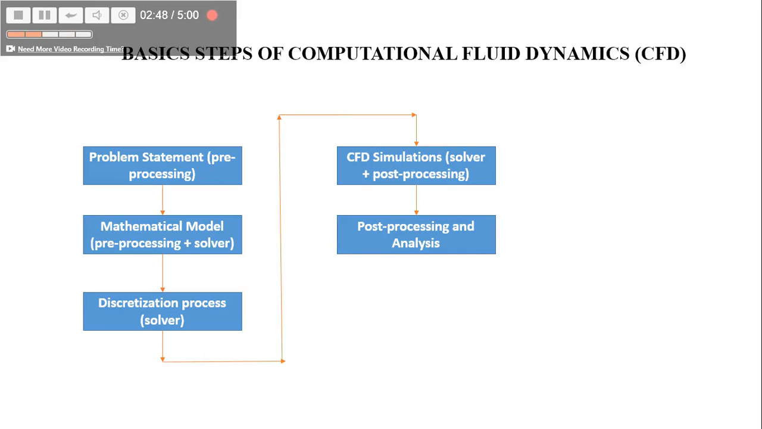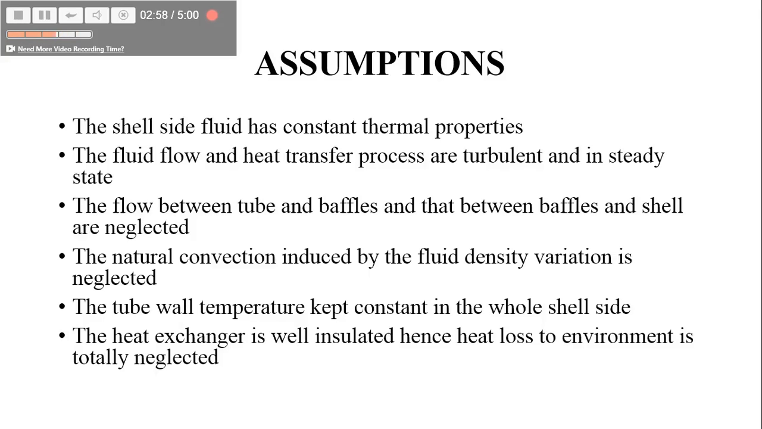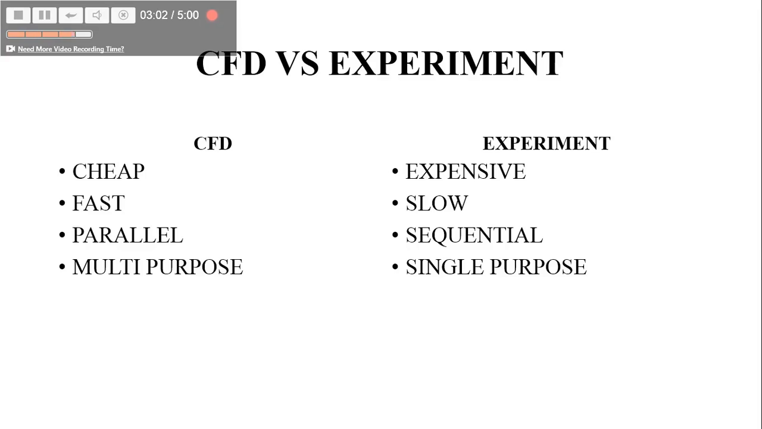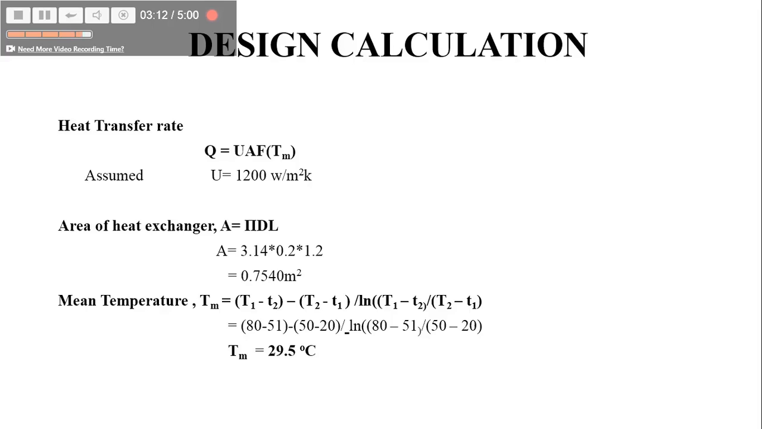Basic steps of CFD are problem statement, mathematical model, discretization process, CFD simulations, and post-processing. These are the assumptions made. CFD versus experiment: CFD is fast, cheap, parallel and multi-purpose, whereas experiment is expensive, slow, sequential and single purpose.